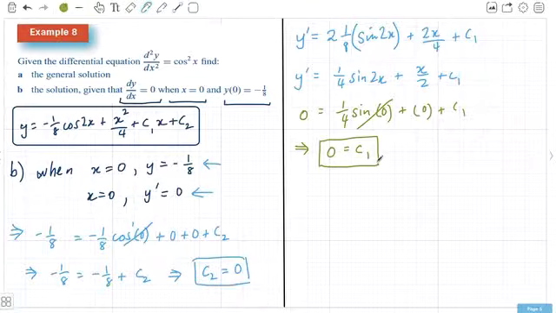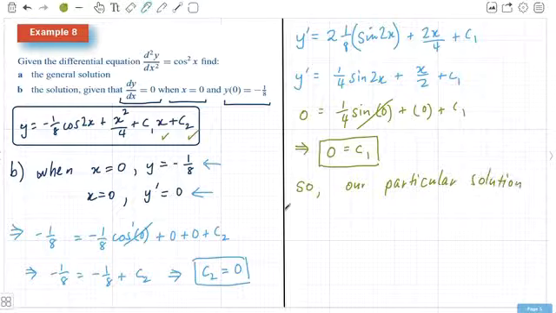Okay, so that means that we've now got our two constants solved for, this one and this one. We know they're both 0, which means they'll both disappear. So we can finalise our solution now, which means that our particular solution is y equals negative 1/8 of cos 2x plus x squared over 4. And because we found that the two constants were equal to 0, they don't turn up in our solution anymore.